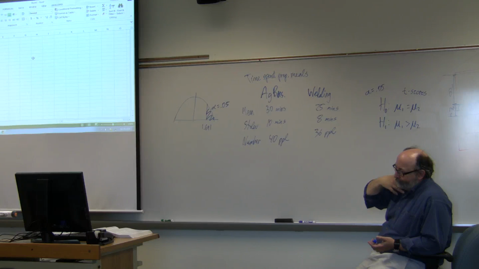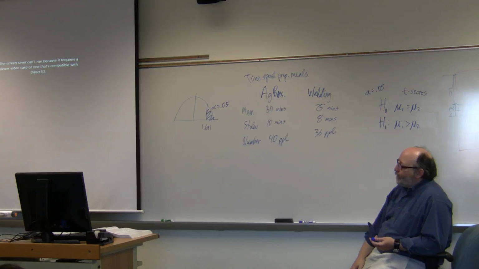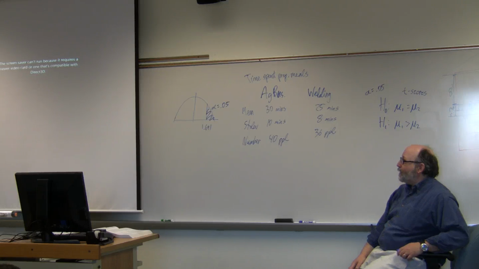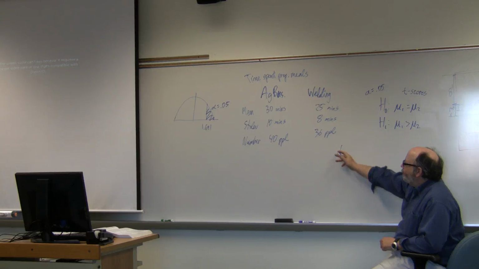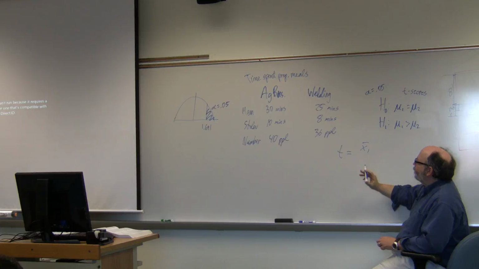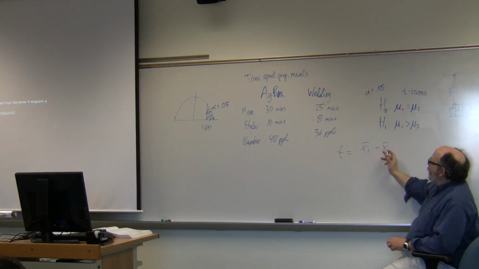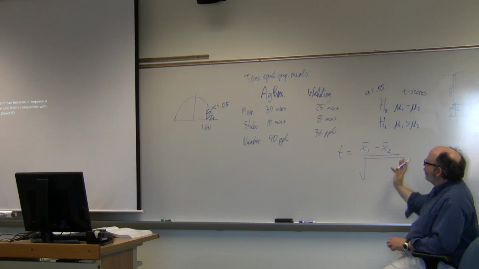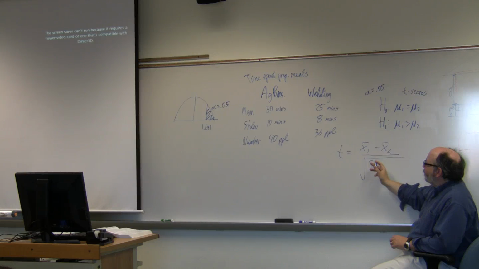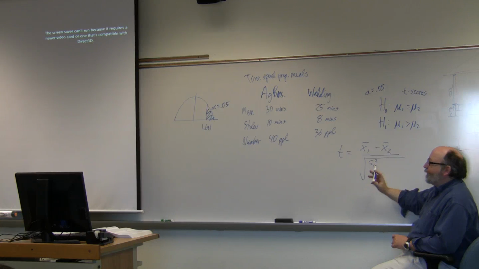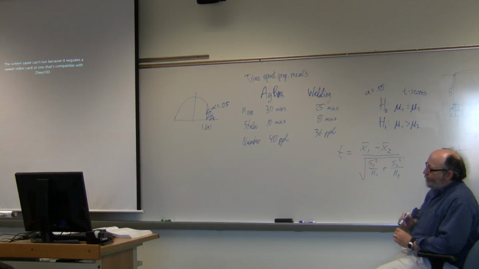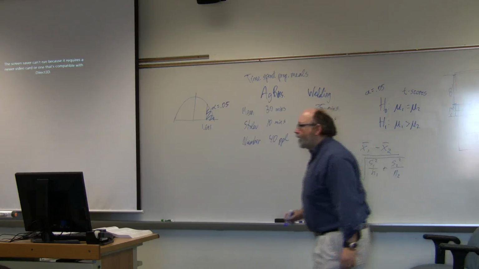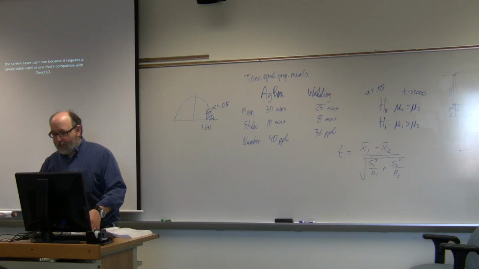Sarah, what's next? Find the test value. So Sarah, can you tell me the formula I'm going to use for the test value? Is it T equals x bar 1 minus x bar 2 divided by the square root of S1 squared divided by N1 plus S2 squared divided by N2. Okay, there we go. So this is the T for the difference of two averages.